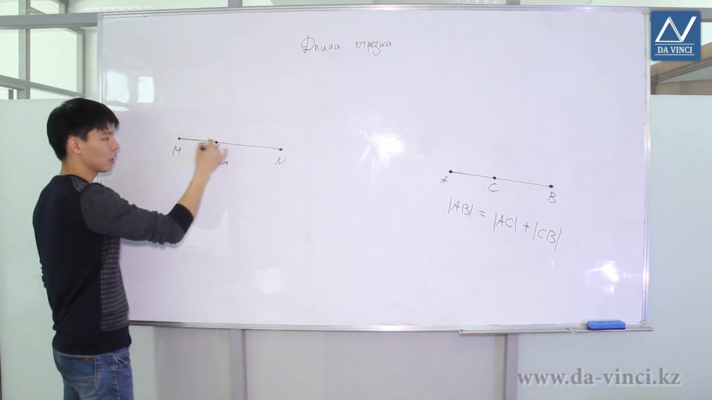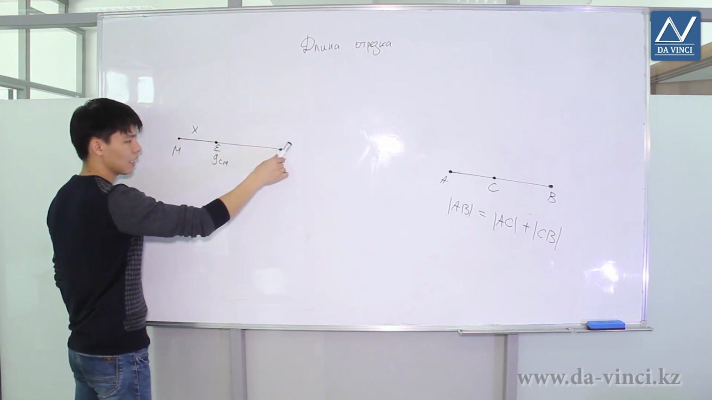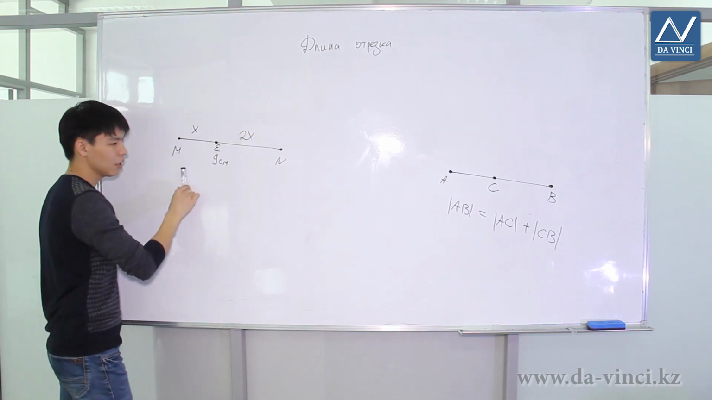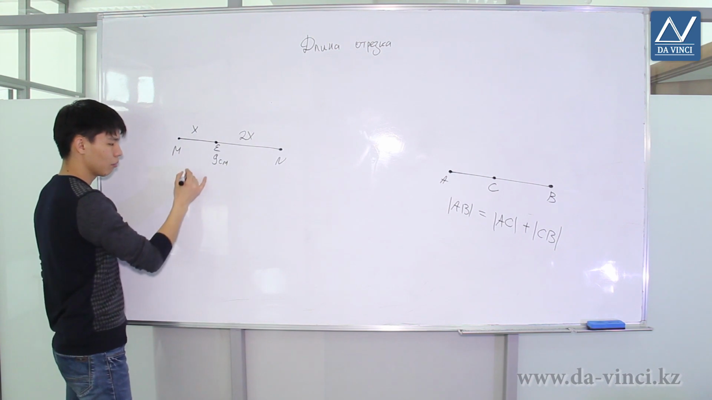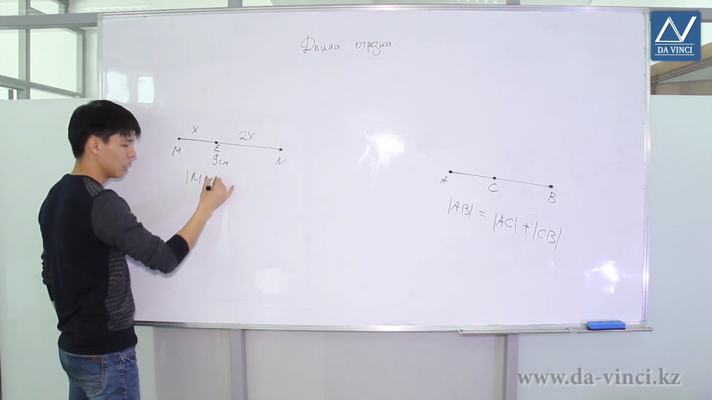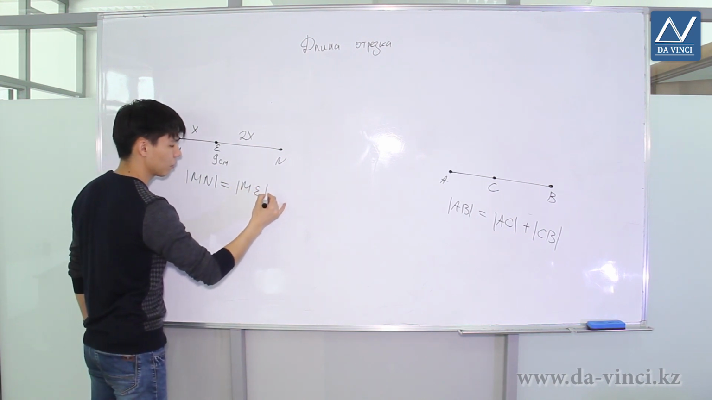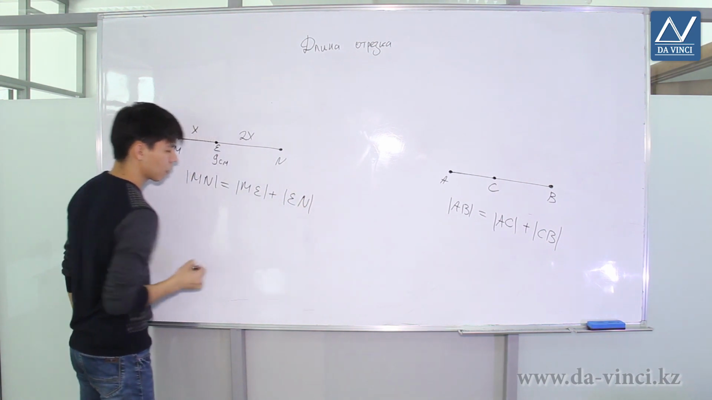We can proceed as follows. If we don't know the length of the segment ME, we can denote it as x. The length of segment EN, as per the condition, is twice as large, that is, it will be 2x. Now, as per this property, the length of segment MN is equal to the sum of the lengths of segments ME and EN. This property establishes a direct relationship between the length of MN and the combined lengths of ME and EN.